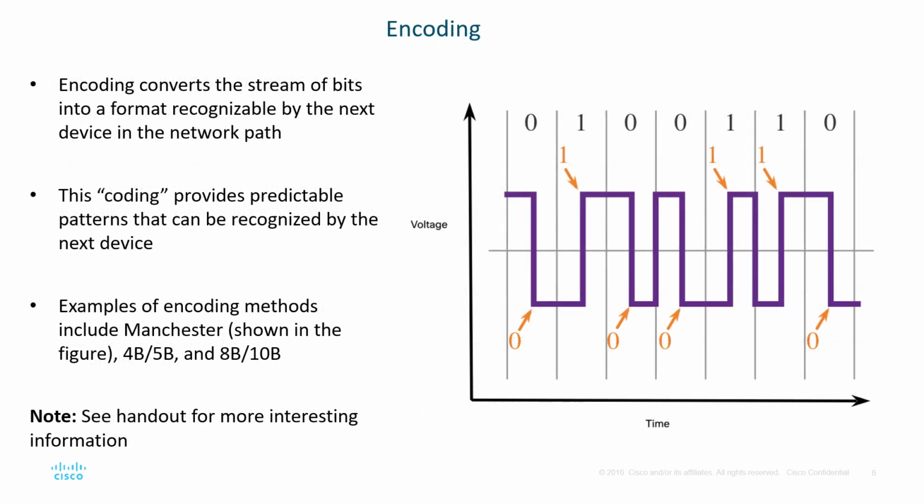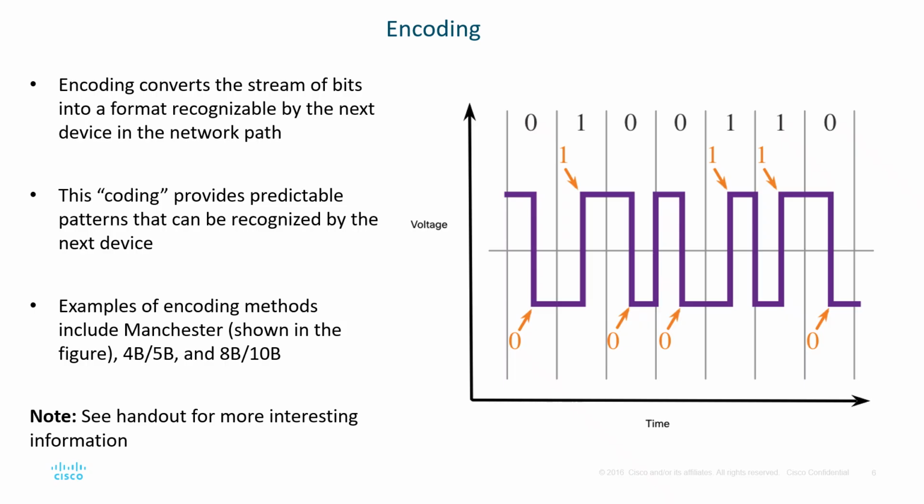Now this is an example of encoding. Encoding is going to convert the stream of bits into a format recognizable by the next device in the network path. This encoding provides predictable patterns that can be recognized by the next device. So this graphic that you see here is solely for the human network, for us to try to interpret and understand what it is your device is understanding.